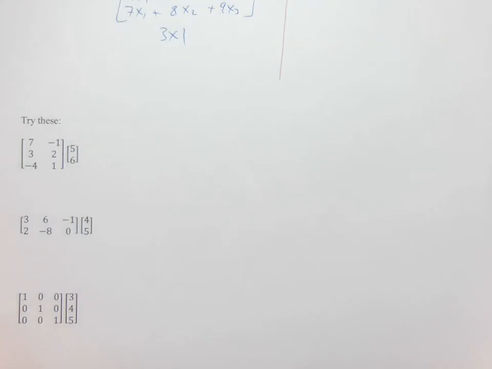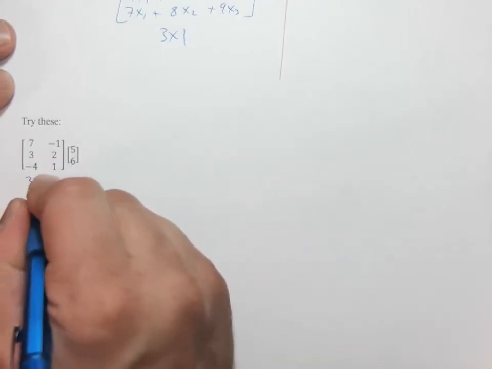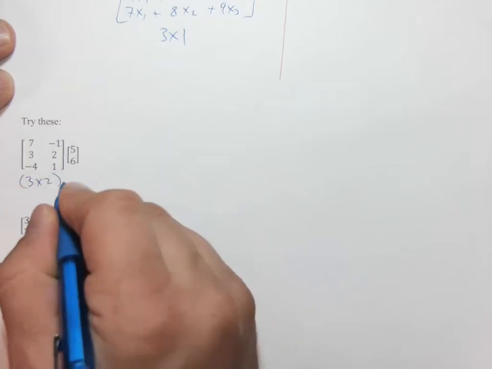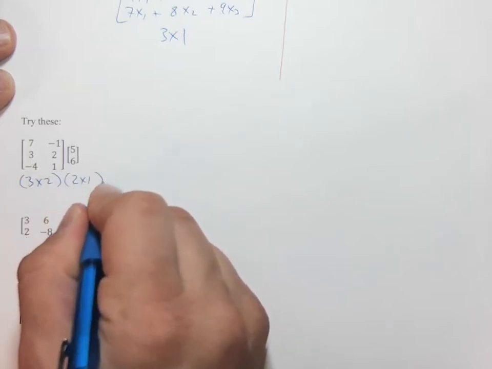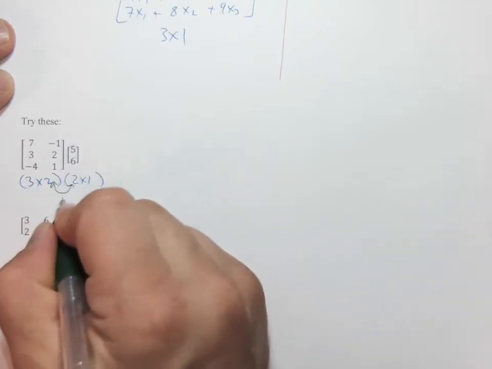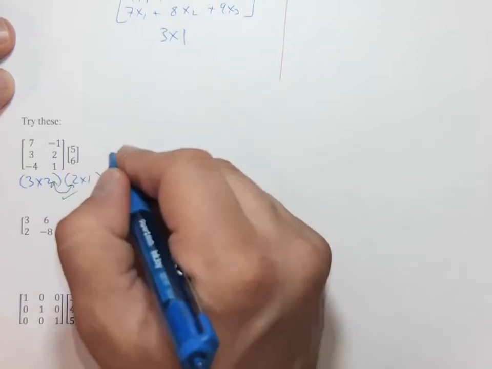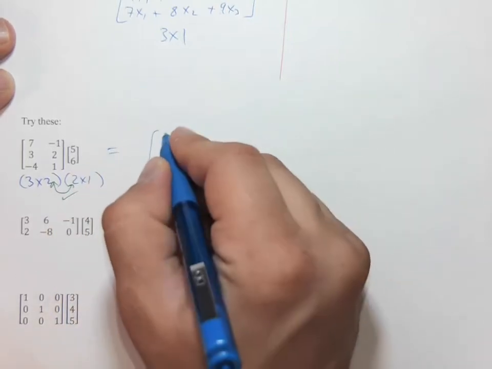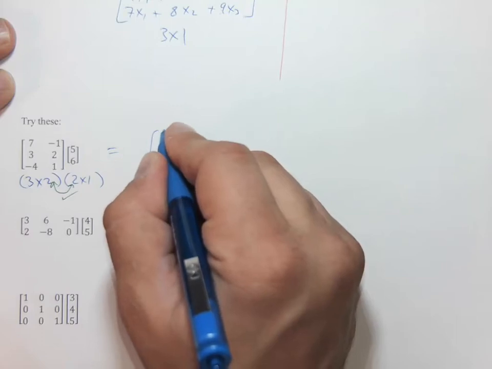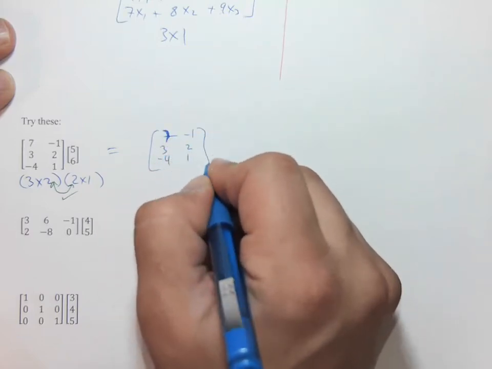So let me do the first one. In this particular one, we've got a 3 by 2 matrix, and we're multiplying a 2 by 1 matrix. And so the inner dimensions match up, right? The 2's match up, and so we're allowed to do this multiplication. And the way I'm thinking about doing this, you don't have to write this intermediate step, right? Once you do it once or twice, you just kind of can visualize it in your mind's eye.